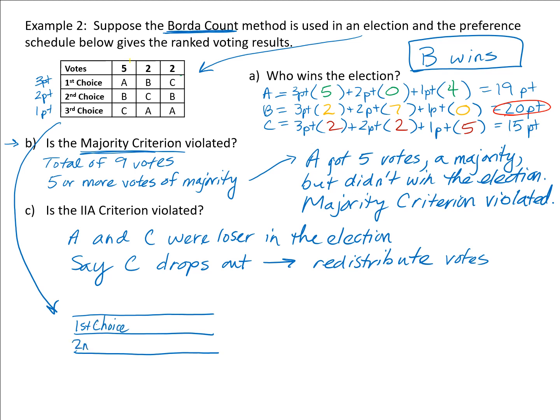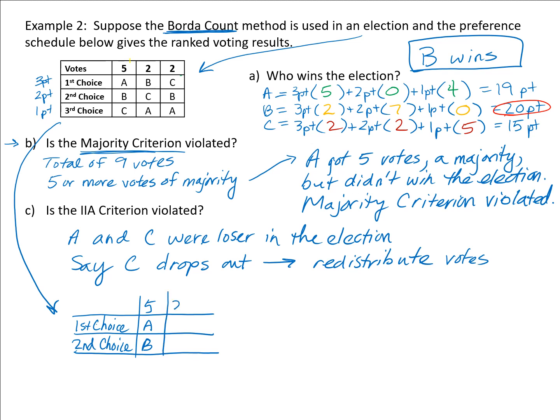So first choice votes, second choice votes, and then we had these three groups of people. So I had 5 people who originally voted A and B and then C, but if C drops out, then they still vote A and B as first and second. So the first group doesn't really change much.